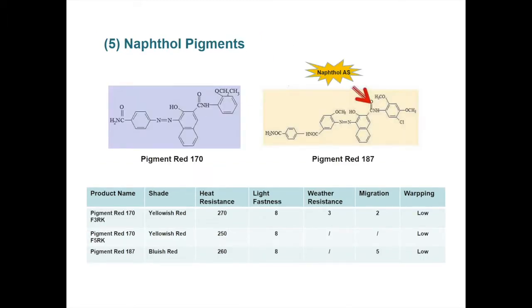Naphthol pigments. Naphthol AS pigments are characterized by hydrazone structure and hydrogen bond, so they have better properties, belong to medium and high variety in plastic coloring, like bright red, pigment red 170 in domestic general application.